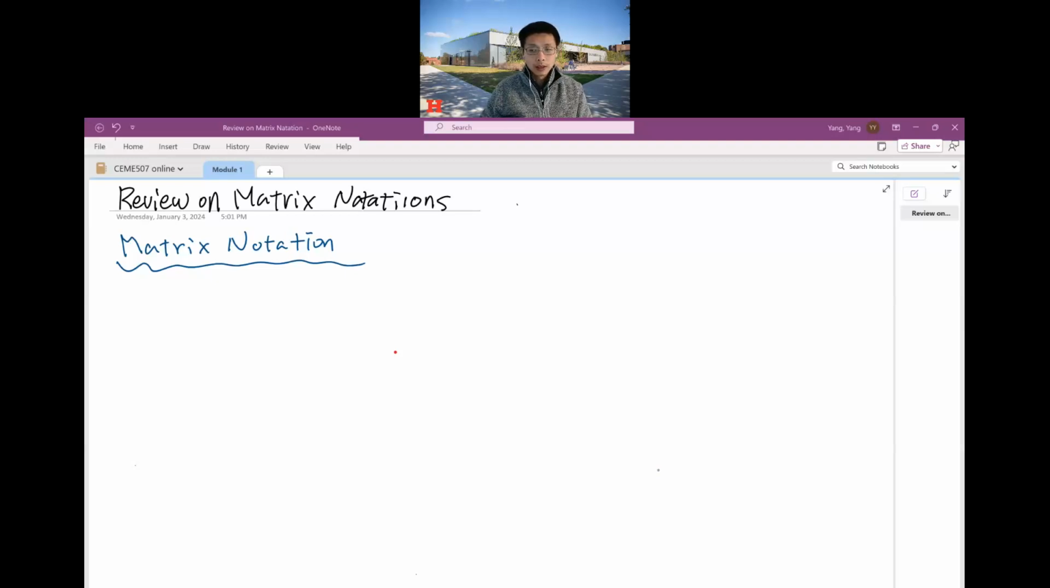Hello, everyone. Now let's have a quick review on the matrix notations that I think most of you learned in your linear algebra from your undergraduate program. So actually here we will use the OneNote to show you the typical matrix notations that will be used in finite element analysis here.